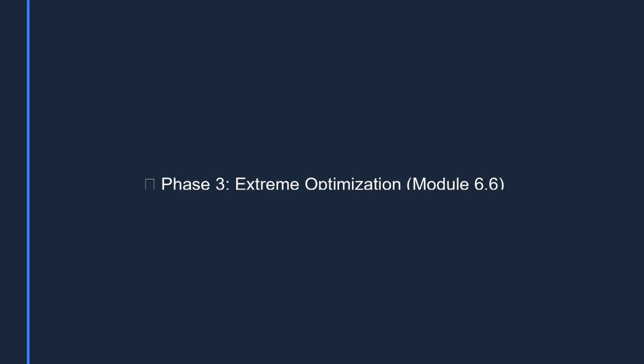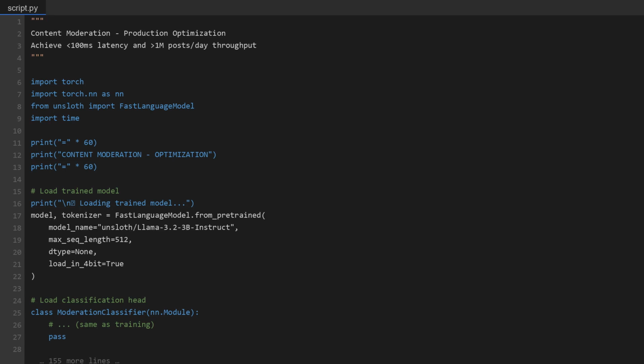Phase 3. Extreme optimization. Training gives you an accurate model. Optimization gives you a deployable one. The script loads your trained model and classification head with 4-bit quantization active. This cuts memory footprint significantly, which matters when you're running 2 P40s and want headroom for large batches.